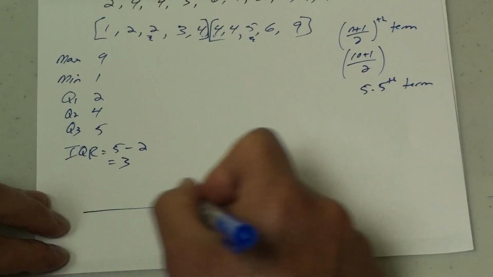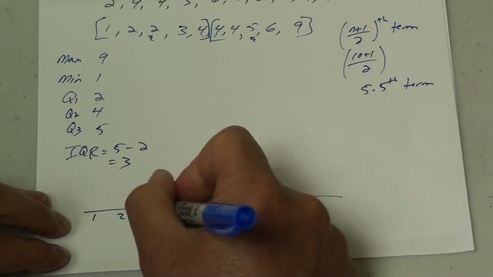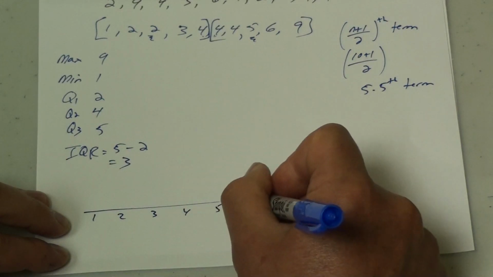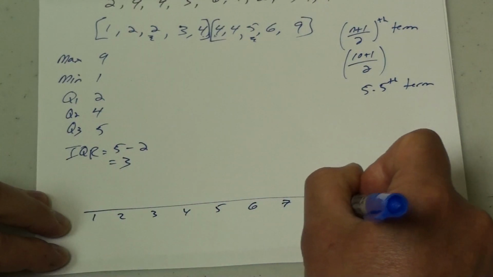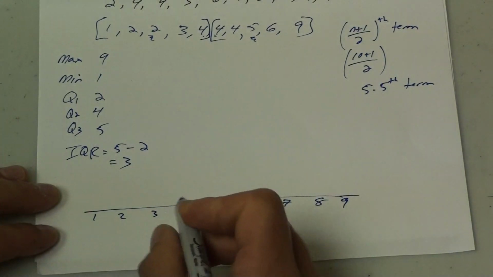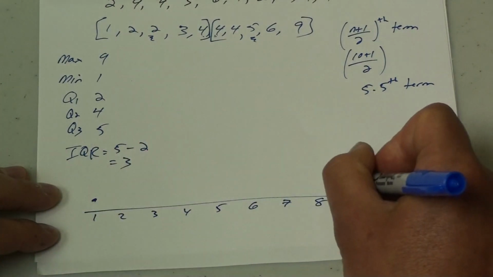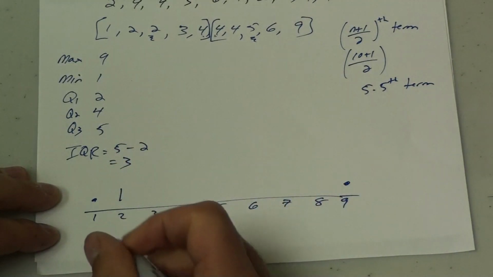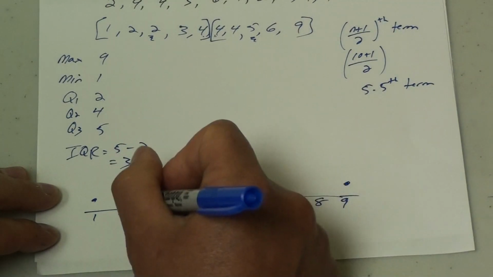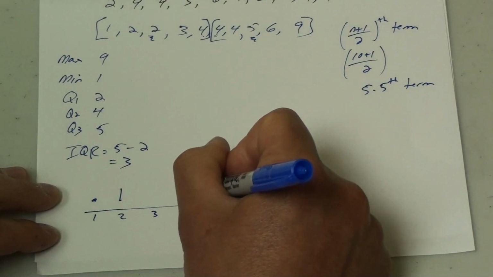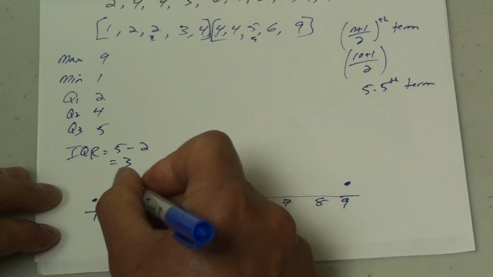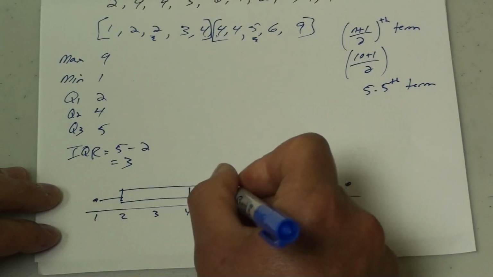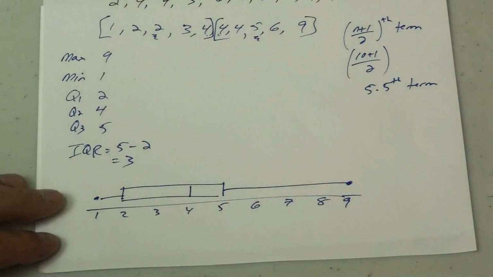So let's do your box and whisker plot. I'm going to put on a number line 1, 2, 3, 4, 5, 6, 7, 8, 9. Those are the numbers I was dealing with. My minimum number is 1. My maximum number is 9. My box starts at a 2 and ends at a 5. And I had my Q2 being 4. There's my box and whisker plot.